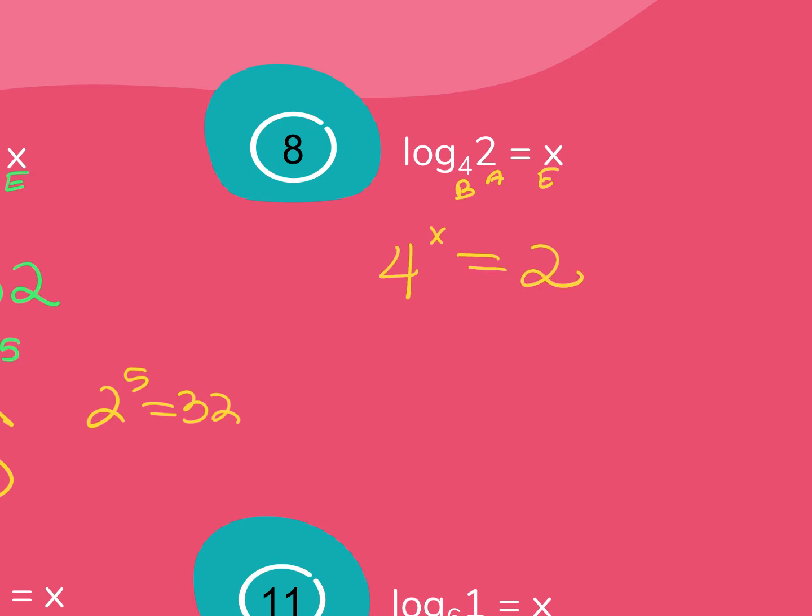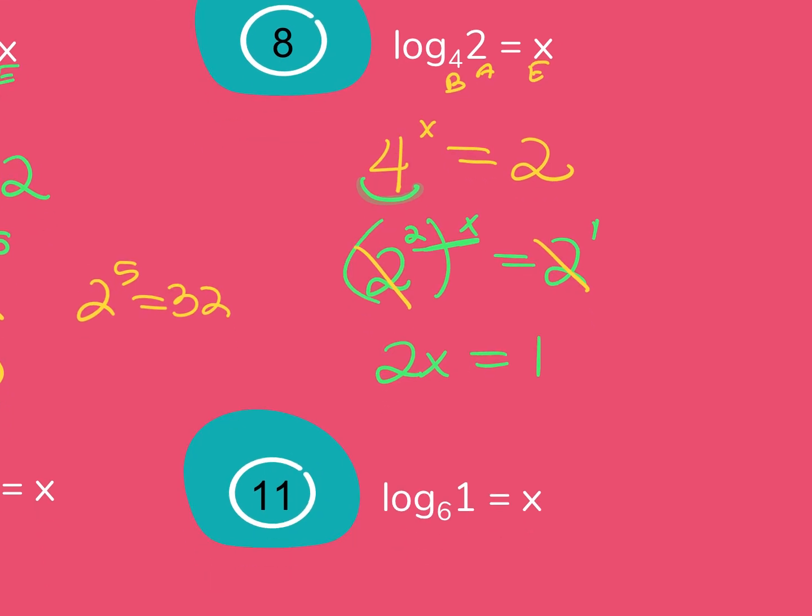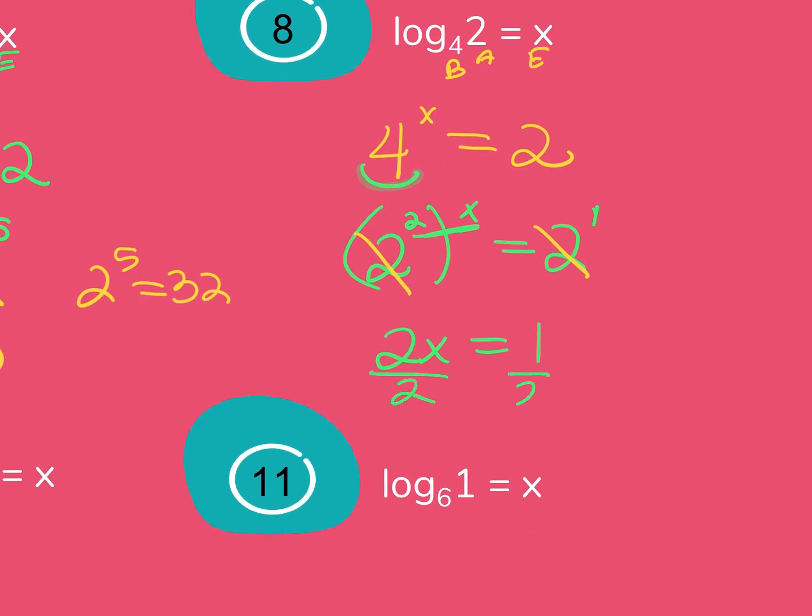Again, I'm going to do my change of base. So I'm going to change this 4 so it has a base of 2. I can change it to 2 squared. And now I can get rid of the 2's, the base. And now I have power to a power. Now on this 2 over here, I assume this has an exponent of 1. Power to the power, multiply them, set it equal to 1. Divide, and x equals 1/2.